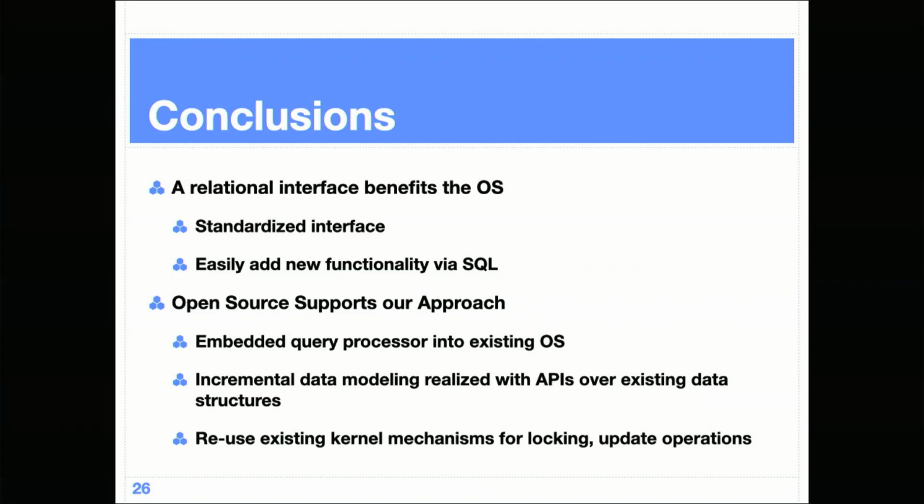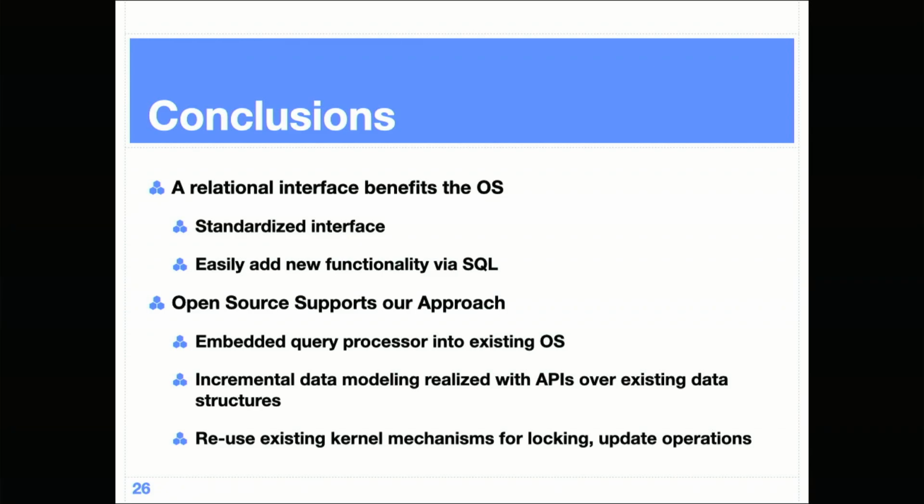Was amusing. So for our work, did we answer the question? Yes, we find that a relational interface benefits the OS. It's standardized. We can add new functionality via SQL joins without having to rewrite the operating system. Open source totally supports this approach. We were able to embed this query processor, and SQLite's been around almost as long as FreeBSD. It's a very well-used piece of software. It gave us this incremental solution, and we could reuse existing kernel mechanisms.